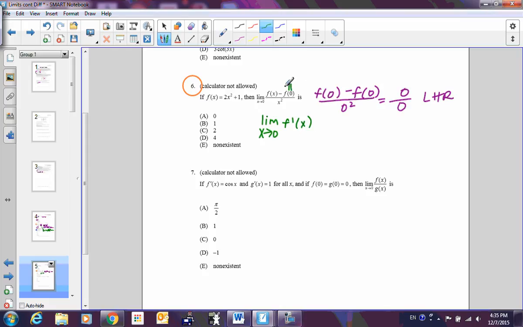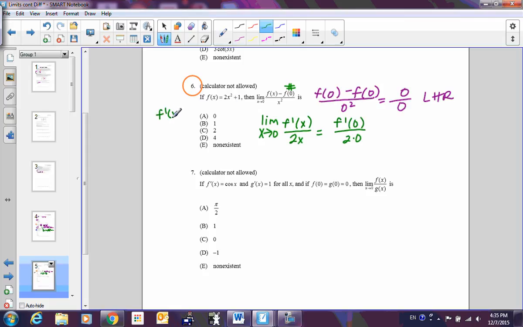F of 0 is a number, so when you take the derivative of that, you get 0. So I'm not going to write anything. And then the derivative of x squared would be 2x. And so then we plug in 0 again: f prime of 0 over 2 times 0. Okay, f prime of 0, we need to come over here and figure it out.